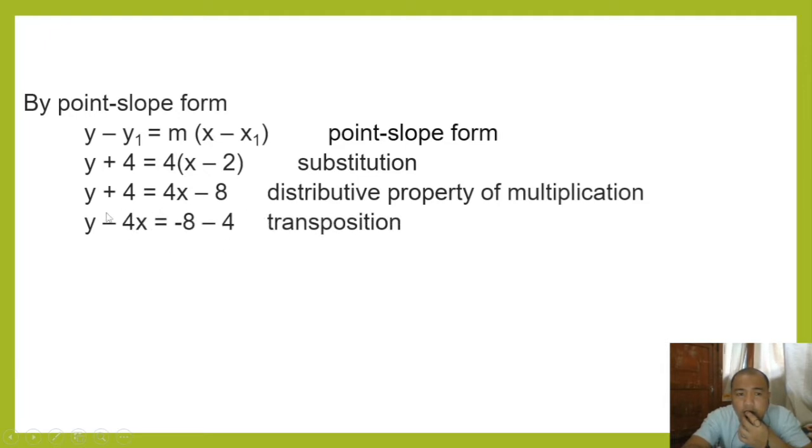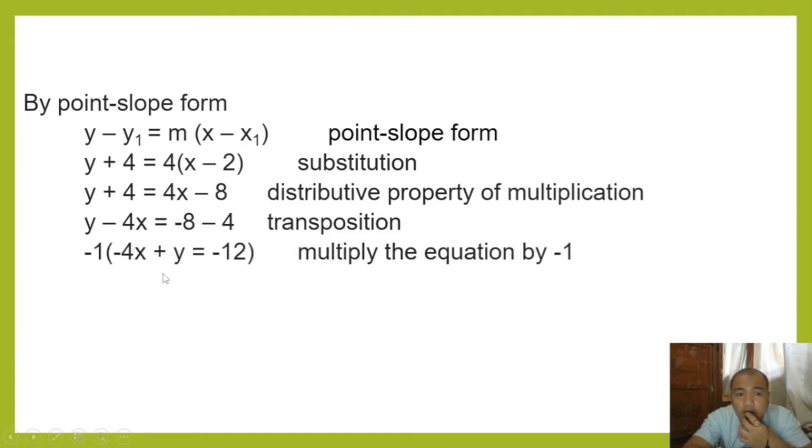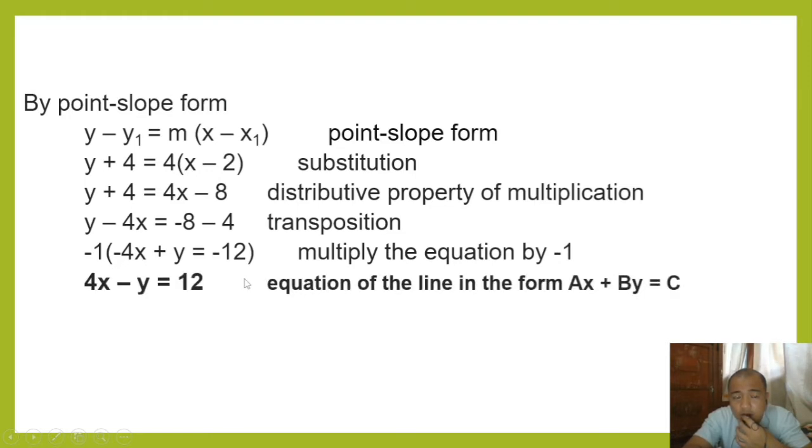Then y minus 4x equals negative 8 minus 4 by transposition. Then multiply the equation by 1. Negative 8 minus 4 is negative 12. Interchange y minus 4x to negative 4x plus y. Then since the x is negative, we multiply the equation by negative 1, so that it becomes 4x minus y equals 12, which is the equation of the line in the form ax plus by equals c. So we have found the equation of the line with the help of the point slope form of the equation of the line.